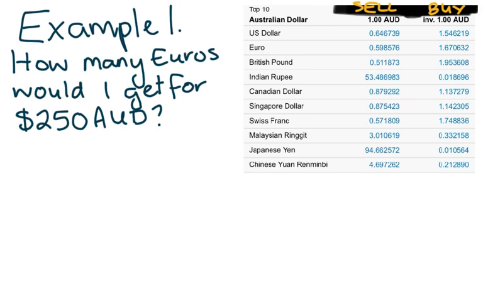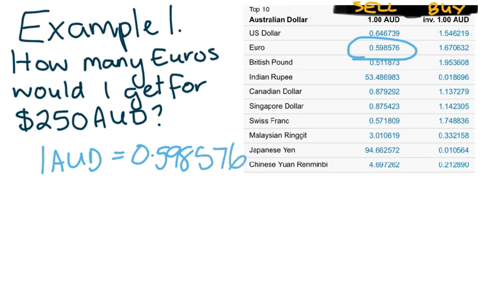So the first example is how many euros would I get for 250 Australian? The first thing we need to realise is that we're going to be looking at the sell rate because we are exchanging Australian money for foreign money. So we need to look at our euro exchange rate, and you can see on here the euro rate and the sell rate is here, 0.598576. So what we do is we write 1 AUD equals 0.598576 euro. We know we've got 250 Australian and we need to find how many euros.